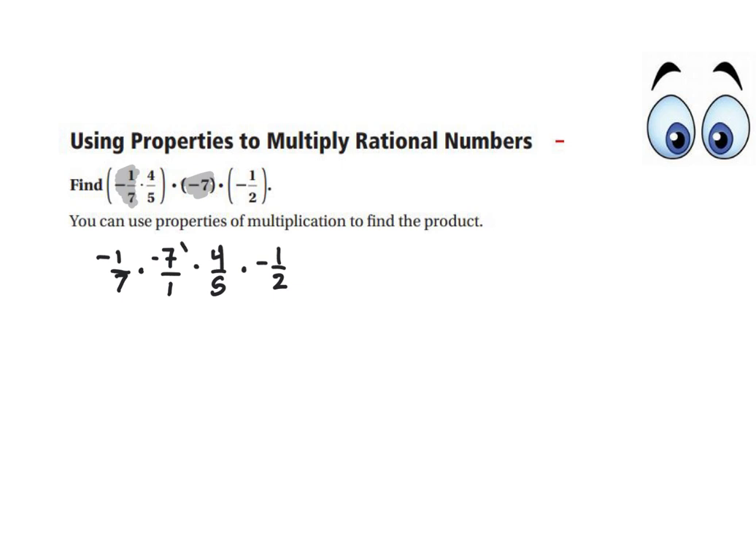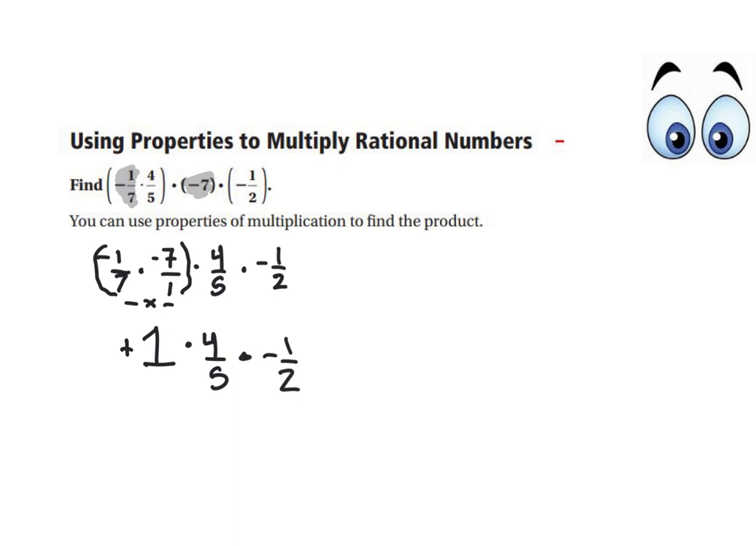And I know now that I can associative property this. I can group these. And negative 1/7 times negative 7/1, that's just 1. And a negative times a negative is a positive. So that essentially then just cancels out, right? So I have 1 times 4/5 times negative 1/2.